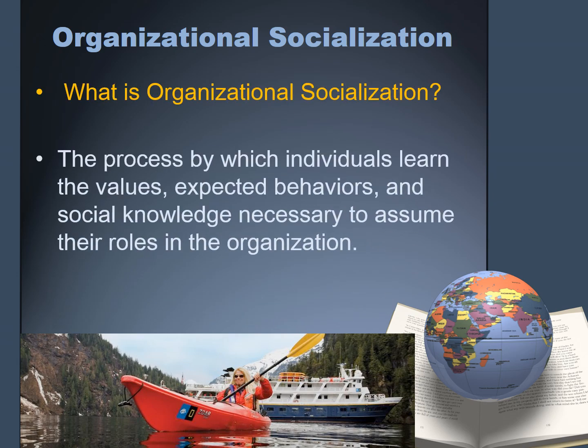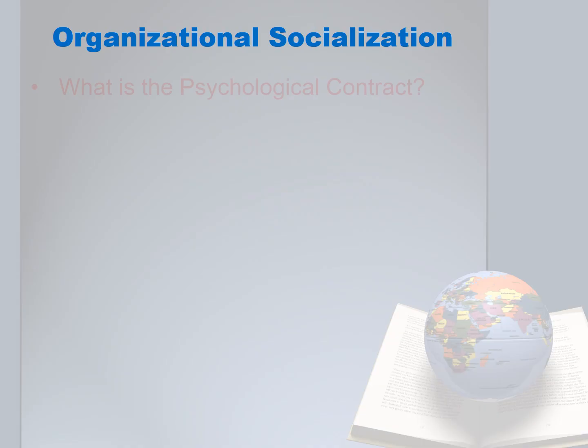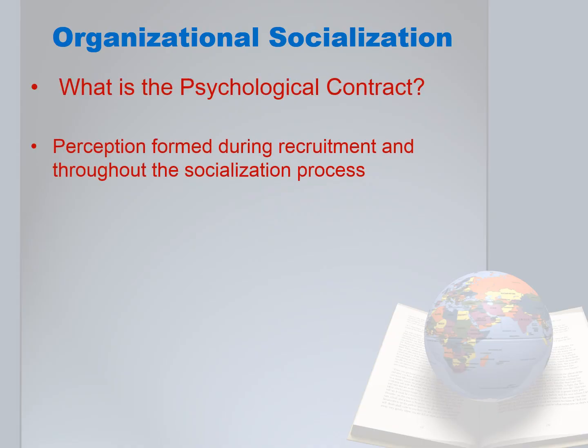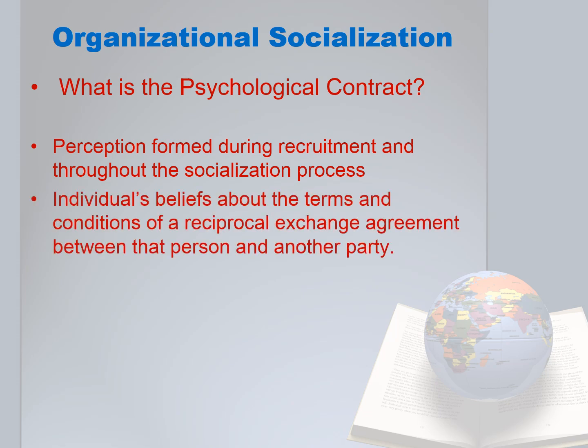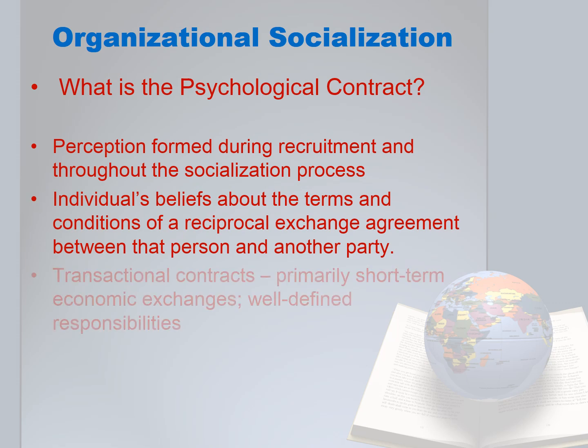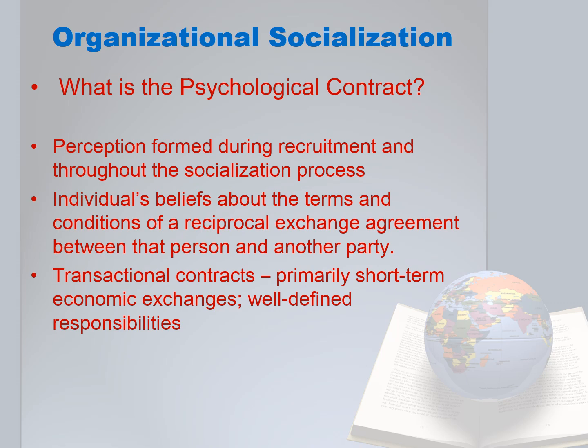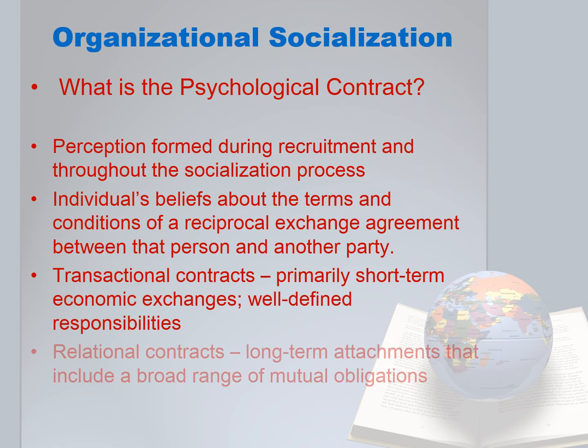Socialization. Process by which individuals learn the values, expected behaviors, and social knowledge within the organization necessary to assume their role in the organization. Psychological contract. Perception formed during recruitment and throughout the socialization process. It's the individual's beliefs about the terms and conditions of a reciprocal exchange agreement between the person and another party. Transactional contracts are primarily short-term economic exchanges or well-defined responsibilities. Relational contracts are more long term that include a broad range of mutual obligations.